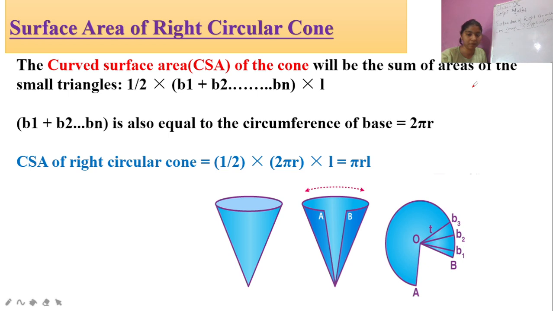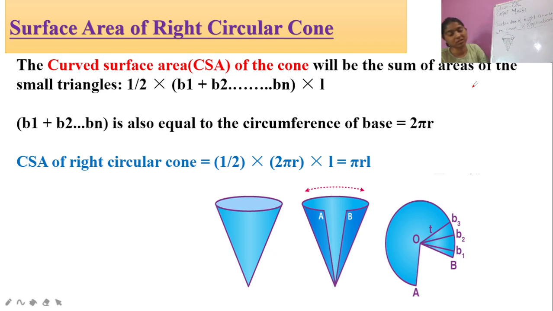Okay, now students, let's talk about the curved surface area of a cone. So first, the curved surface area of a cone means the outer part. If I want to calculate, this cone is there, only this outside part, okay, not this circular part. We are eliminating the circular part.